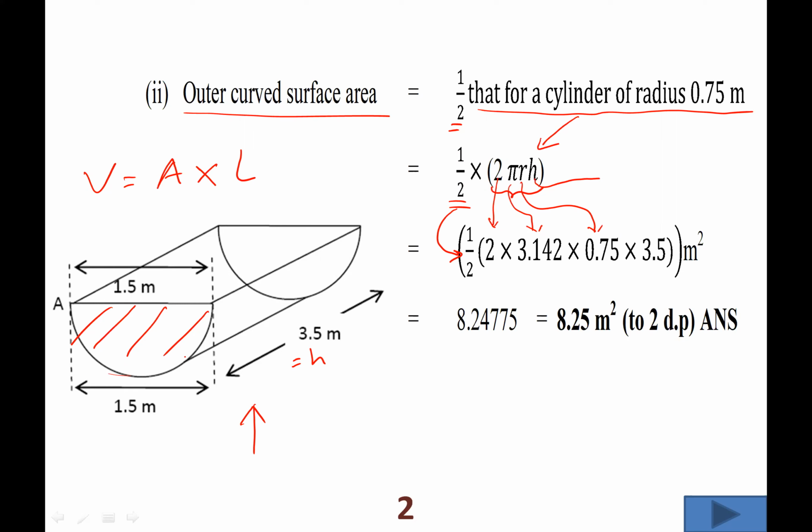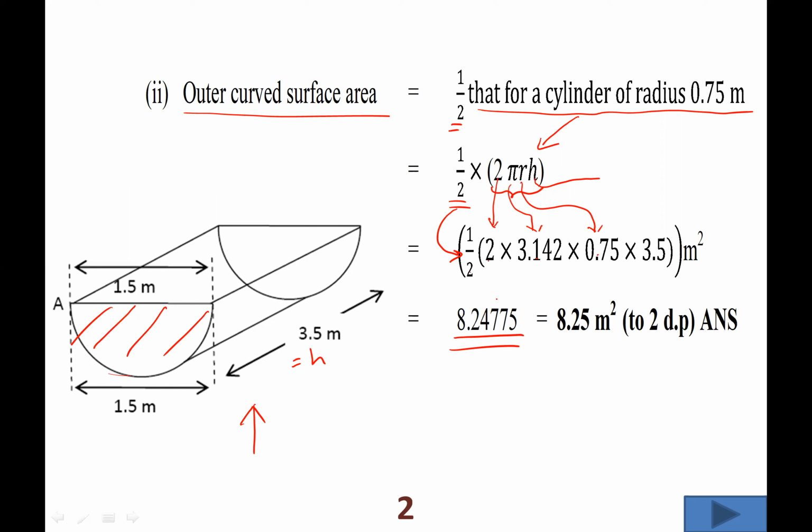So the outer curved surface area will be a half times 2 by pi by r by h, right? Which is this 3.5. And therefore, you are going to get this value here. All right. Let me rub off the volume because we didn't reach there as yet. That'll be probably the next step.